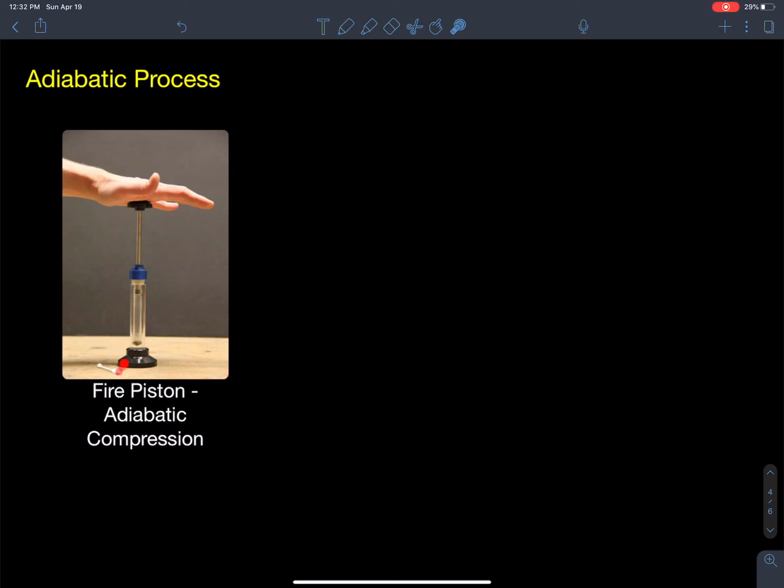If you take cotton and you put cotton inside this tube, and this tube you can see is very insulated from the outside world, so no heat from the outside world can get in and no heat from inside can get out. If you smash that piston down very, very fast, you're going to be supplying a lot of kinetic energy to the particles inside of that tube. And that means that the internal energy of the gas in that tube is going to raise very, very quickly. So the temperature inside that tube can become very, very hot.